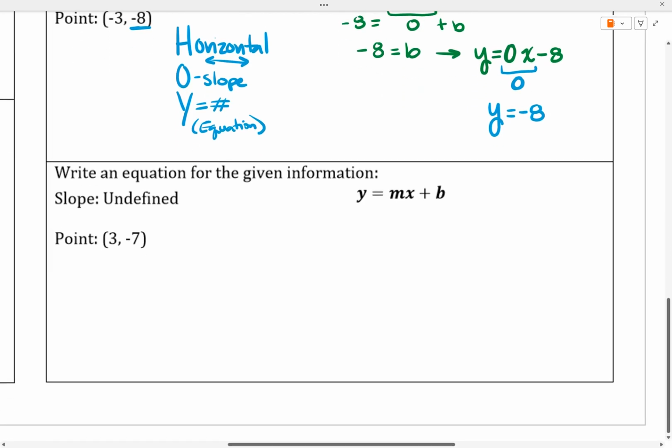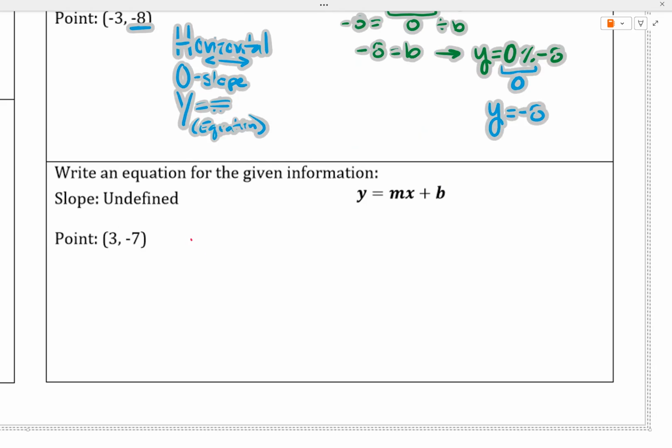Our other special slope that we have here is undefined. And undefined is a word, it's not a number. We can't multiply by undefined. We can't add or subtract with the word undefined. So this one for sure, you're not going to be plugging anything into an equation. This is one where you're going to have to remember that that special slope that's undefined belongs to vertical lines.